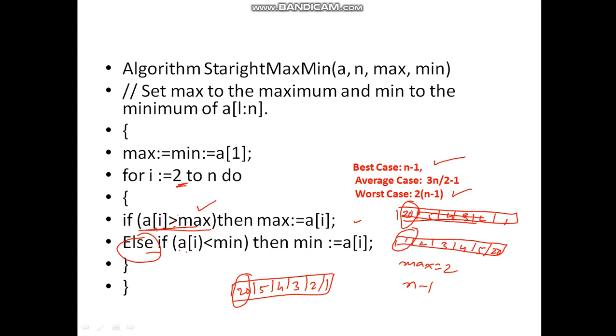So this comparison will happen as well as this comparison will happen. In the worst case, both the comparisons will happen for n times. So in that case, the worst case is 2n plus 1.